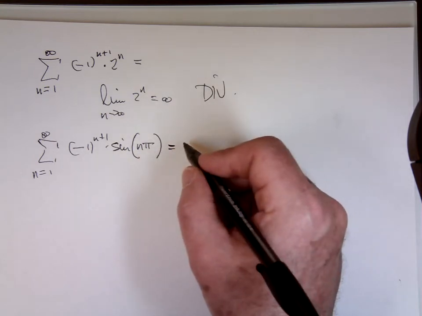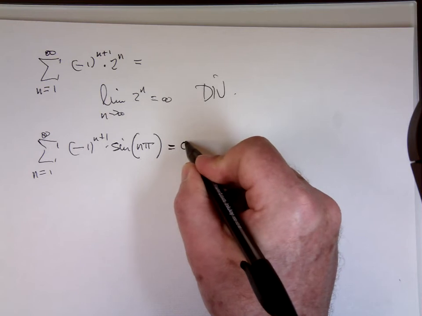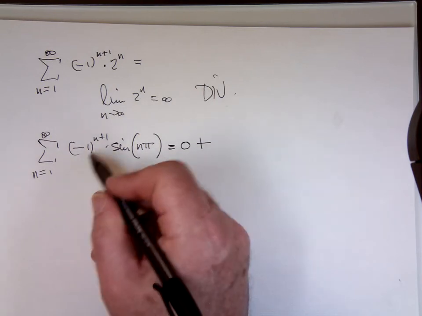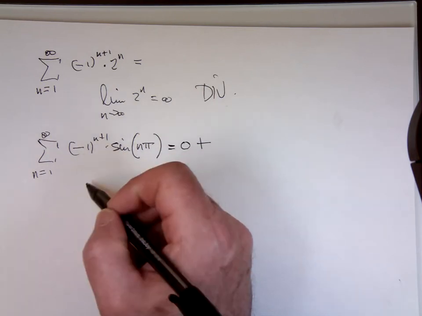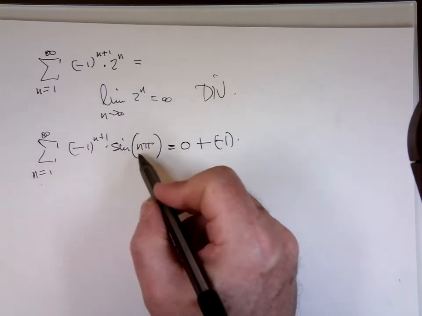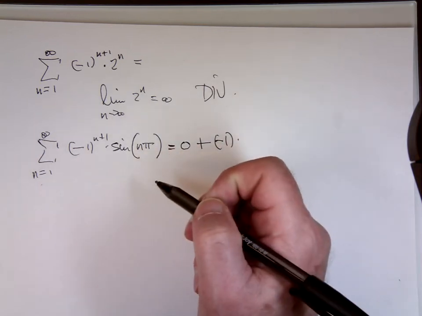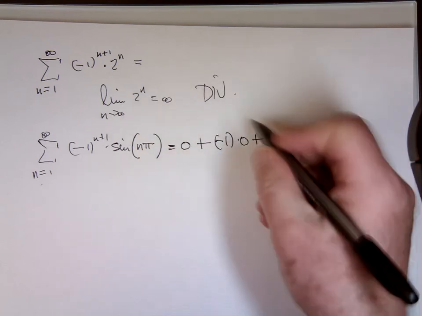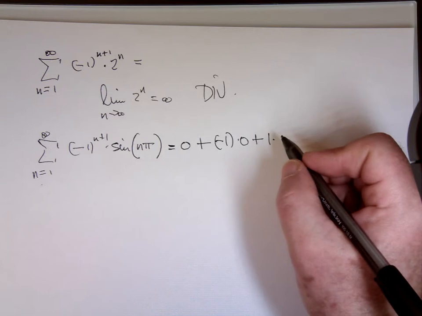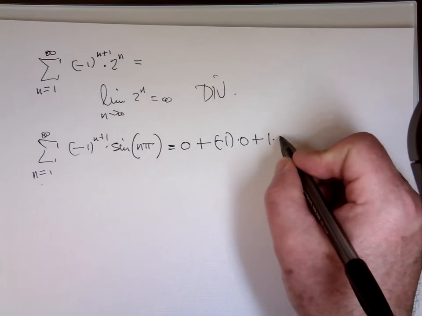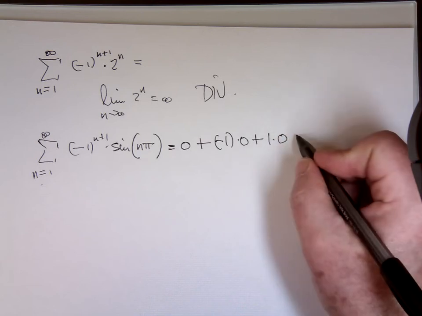Plus. Now when n is 2, I get 2 plus 1 is 3, negative 1 cubed, that's a negative 1. And it's 2, I get a sine of 2 pi. What's the sine of 2 pi? 0. And then I'm going to get a positive 1, and I'm going to have the sine of 3 pi. What's that going to be? 0. What can you tell me about this series? Does it converge or diverge?